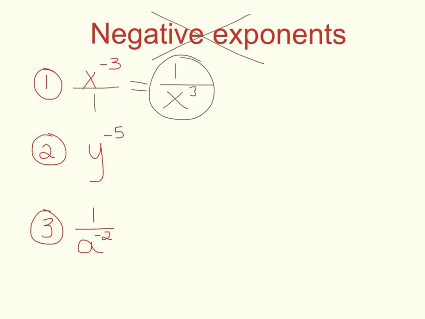So negative exponents, we don't want them. They're bad. Get rid of them. Okay? And move them. If they're on the top, move them to the bottom. If they're on the bottom, move them to the top.